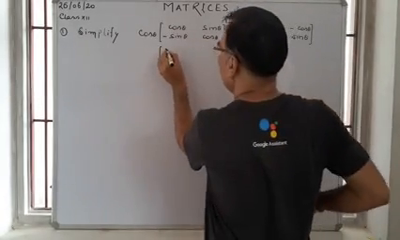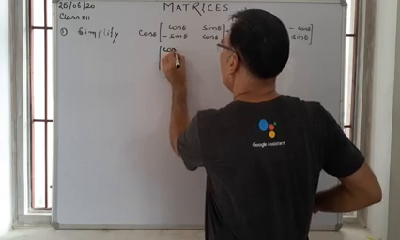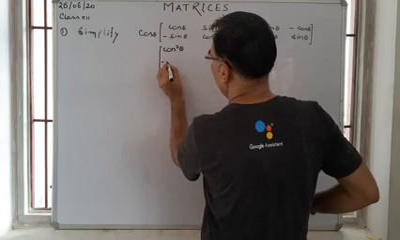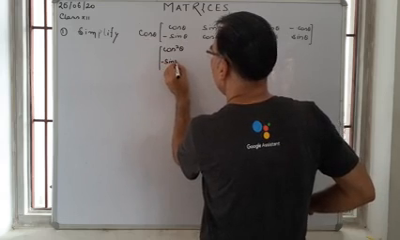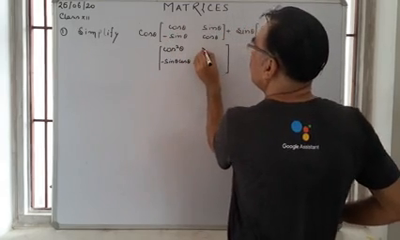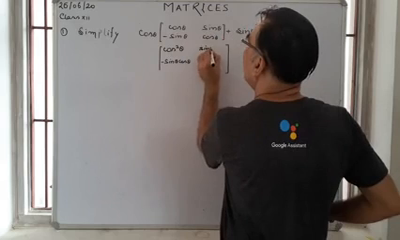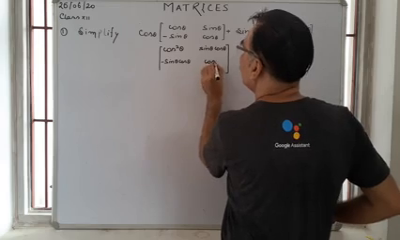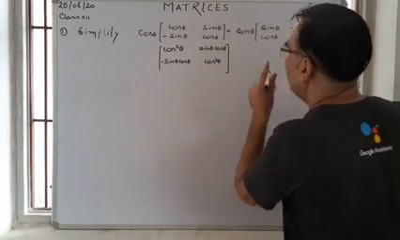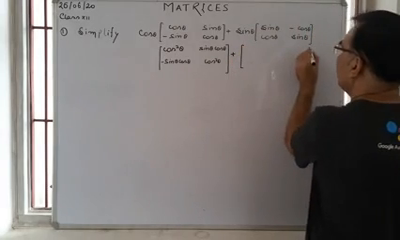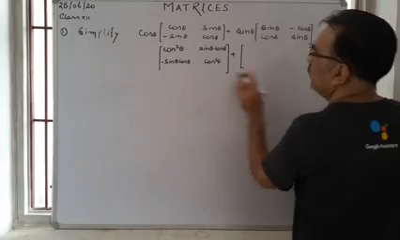And what will you get here? Here we get cos square theta, and here minus sin theta cos theta, and here sin theta cos theta, and here cos square theta. Now in the second part, see what happens here.